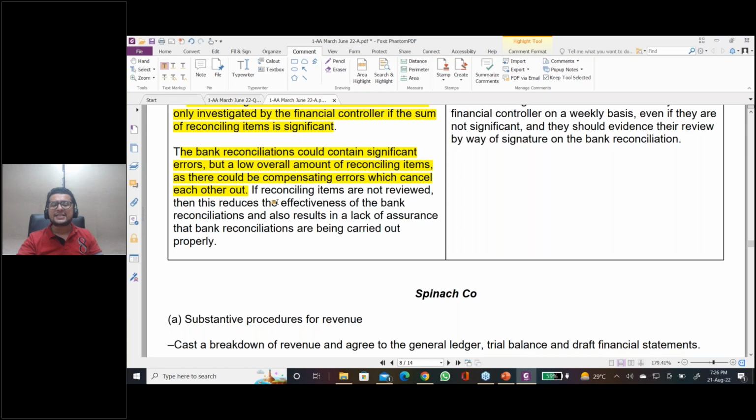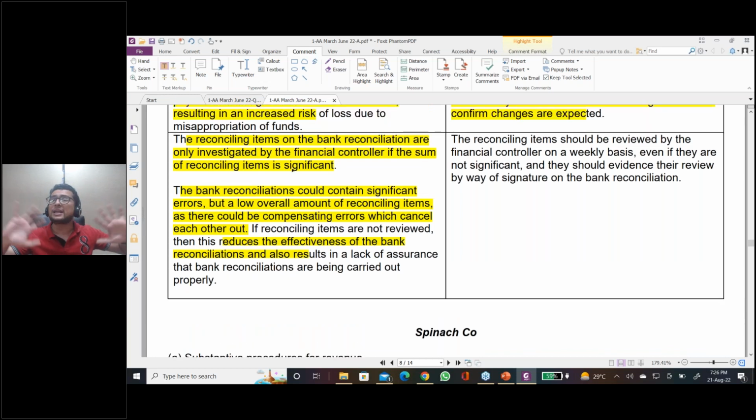So if reconciling items are not reviewed, this increases the risk in the overall bank reconciliation. We all know how important bank reconciliation is, but if we are not performing it appropriately, it's a complete waste. On paper, the client would say, oh yes, we do have bank reconciliation, but as a matter of fact, it's not worth doing it if they are doing it the way they are doing it.